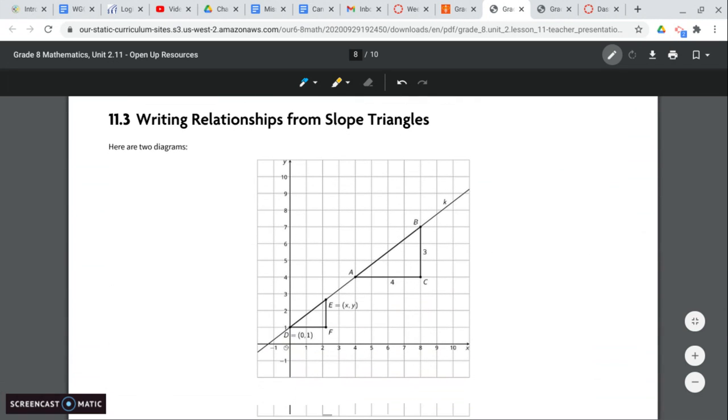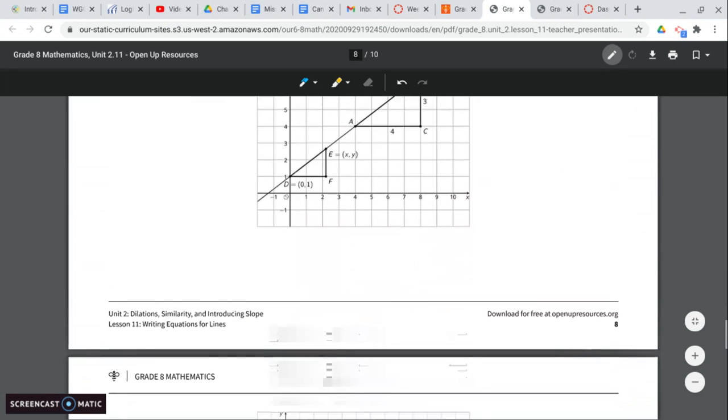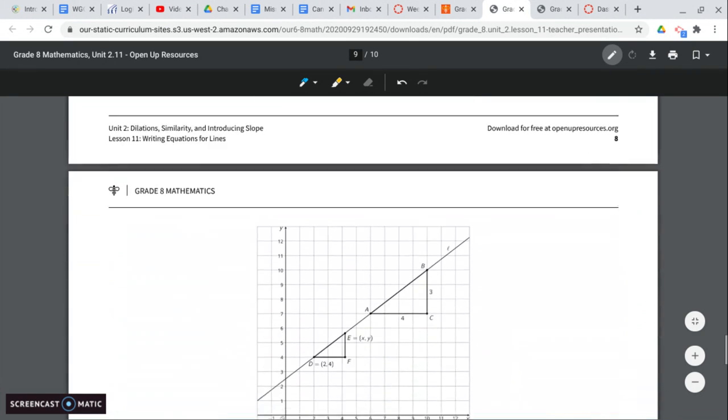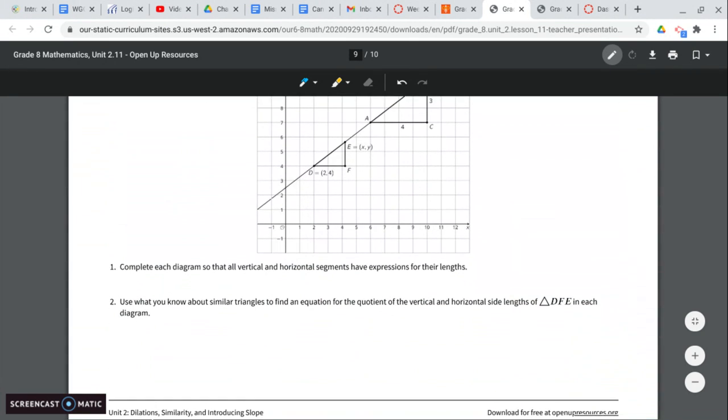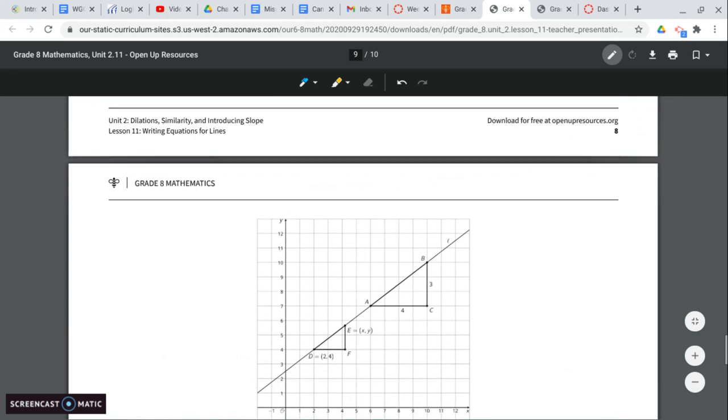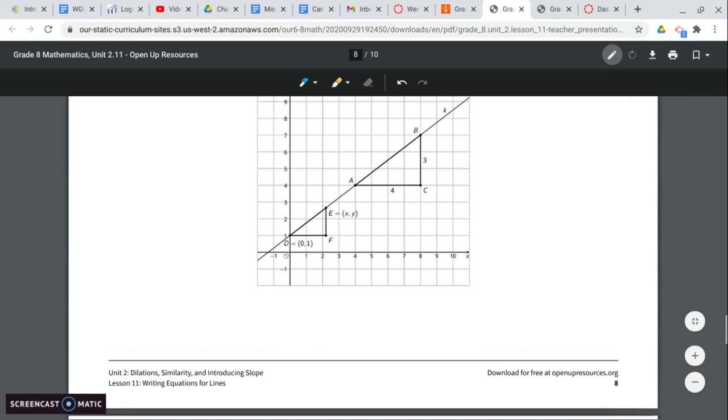All right, so writing relationships from slope triangles. Here are 2 diagrams. So you've got this one here and this one down here. All vertical and horizontal segments have expressions for their lengths. So if we look at these, triangle ABC has the values of 3 and 4, but triangle DEF does not. So if we look at the values given, even though these aren't proportional relationships, they aren't going through the origin, we can still use what we know to be able to solve these.